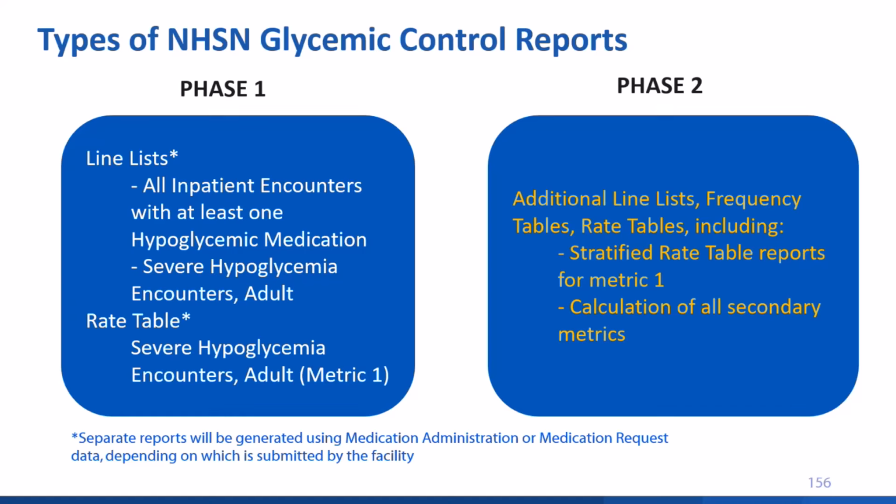During the second phase, as you can see on the right, there will be additional line lists, frequency tables, and rate tables, including stratified rate table reports for metric 1 and the calculation of all secondary metrics.